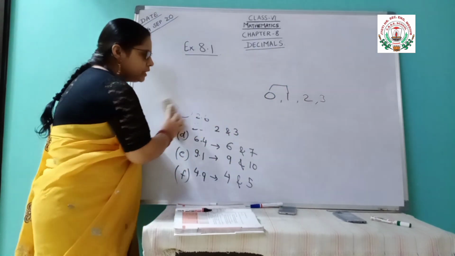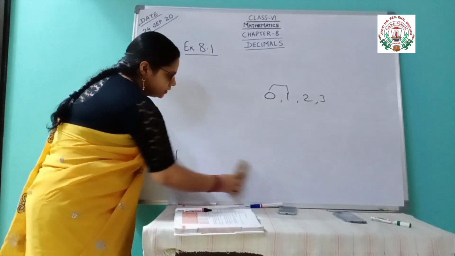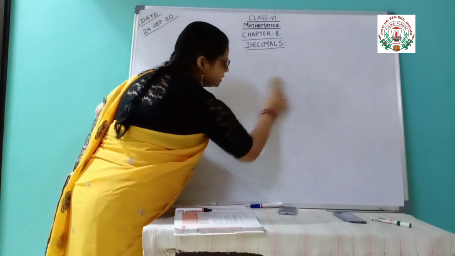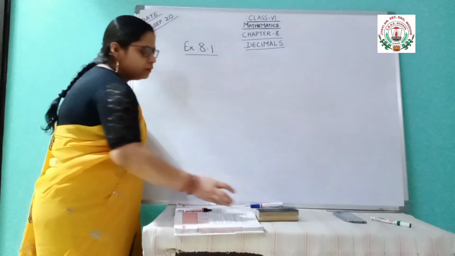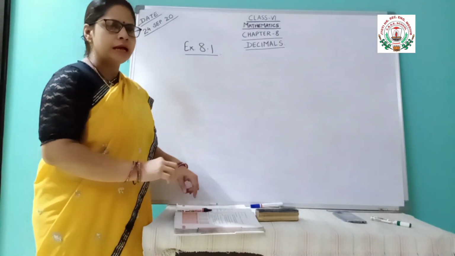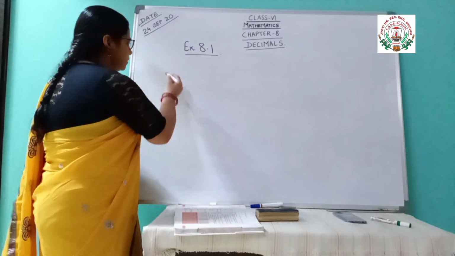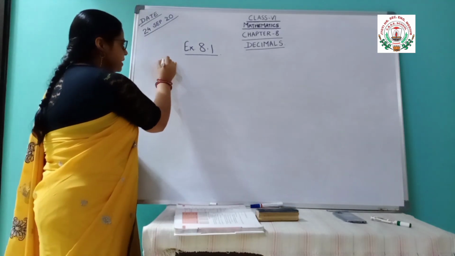You have to draw the number line. As we have seen here, between which two whole numbers that decimal number lies. So between which two it is lying, only between those two we will mark the question number 8.